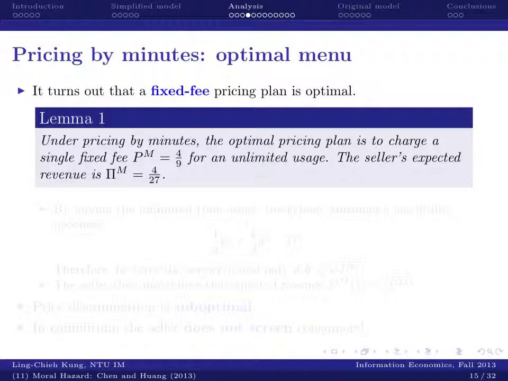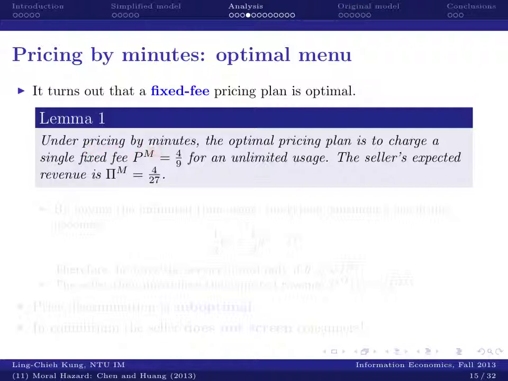Previously, when you see any kind of continuous type problem, you do not see a fixed fee pricing, right? You always see, for example, monotonicity. Different consumers should be induced to choose different amounts of consumption and pay different money, right? So previously, we always see a nonlinear function for consumption and payments. But here, the optimal solution turns out to be a fixed fee pricing plan.